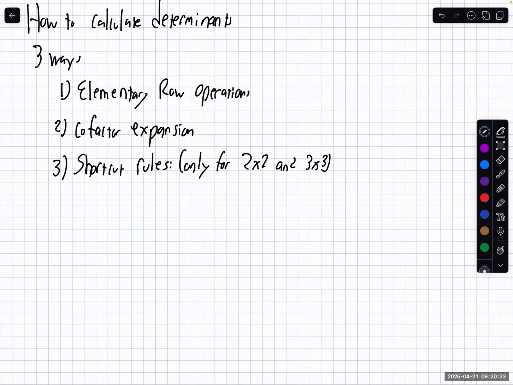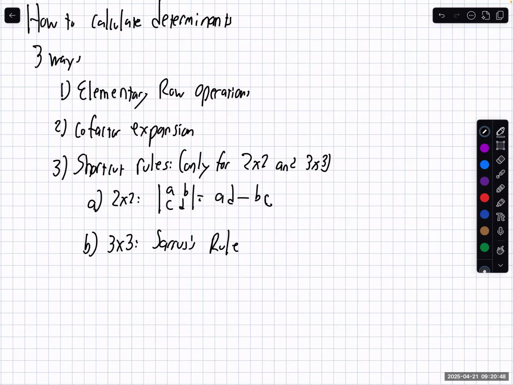And the shortcut rule is only for 2 by 2 and 3 by 3 matrices. And you've got the 2 by 2 shortcut rule already. It's just AD minus BC. And I'm going to show you something called Sarrus's rule, which will show you a fast way to get the determinant of a 3 by 3 matrix.